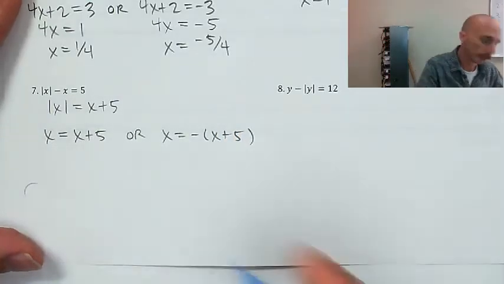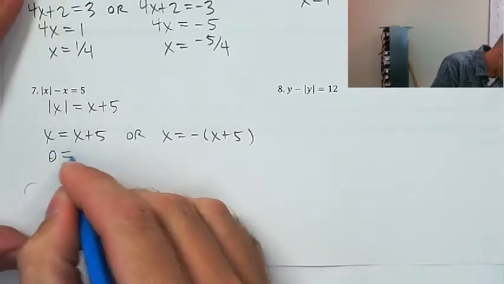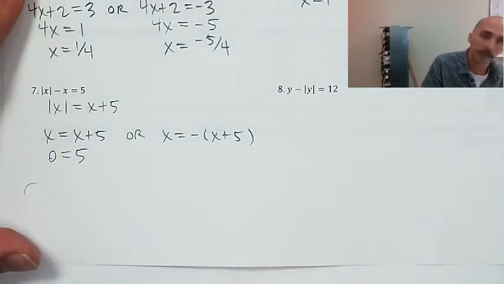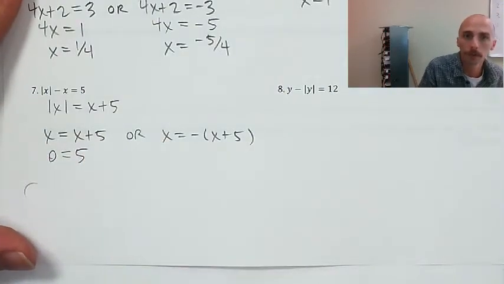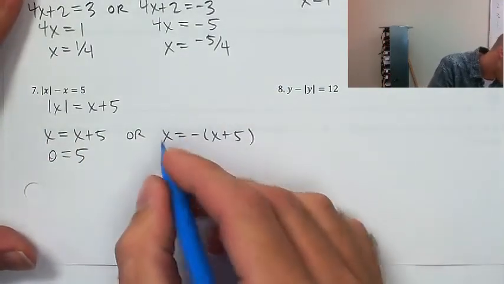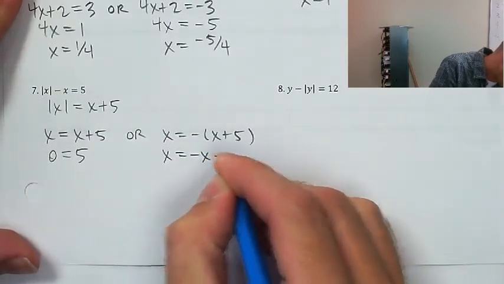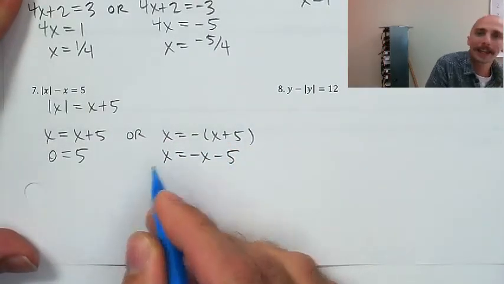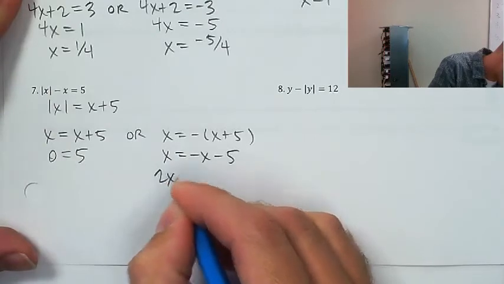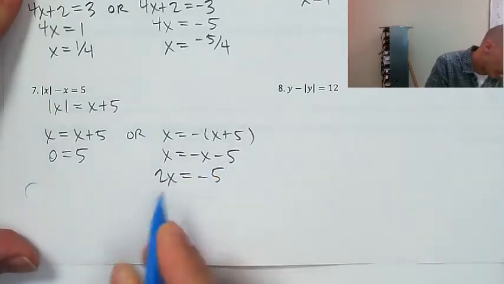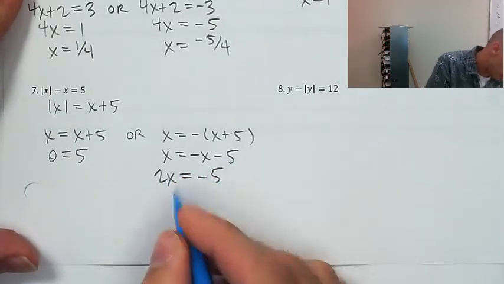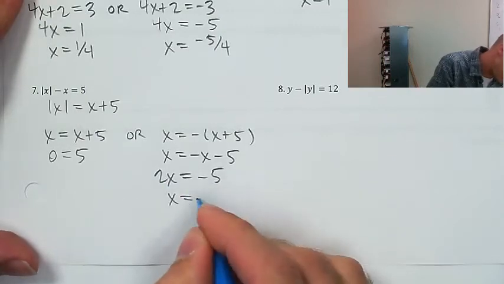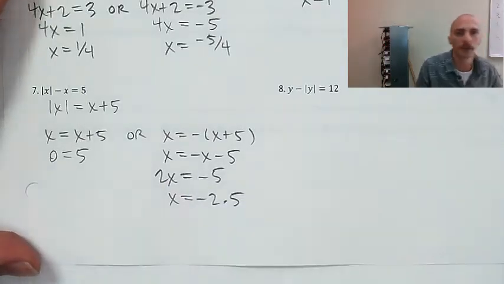Okay, from here I can say, well this is like 0 equals 5, which is not going to contribute me any solutions, so that's not helping, so I'm just going to ignore that now. x equals negative x minus 5. I could add an x to both sides, and then I'd have 2x equals negative 5, x equals negative 5 divided by 2. I could write that as negative 2.5, because I've already done this problem.